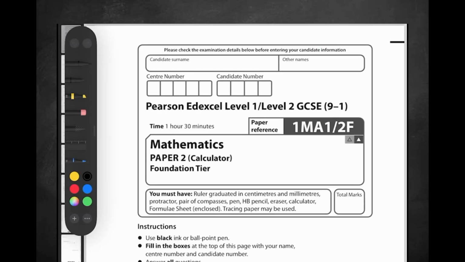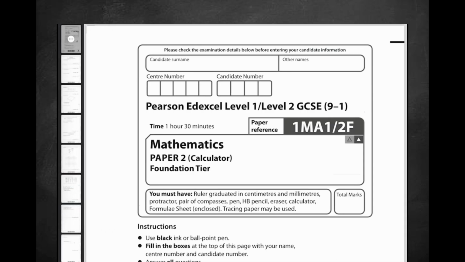Hello and welcome to the Pearson Edexcel Mathematics Paper 2 Calculator Paper Foundation Tier for November 2022 exam walkthrough. Let's get straight into it.